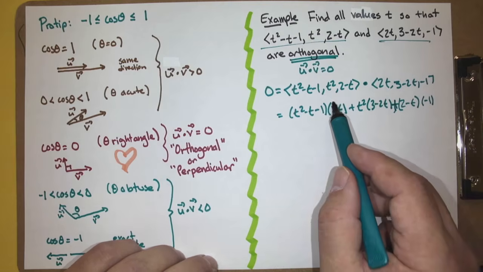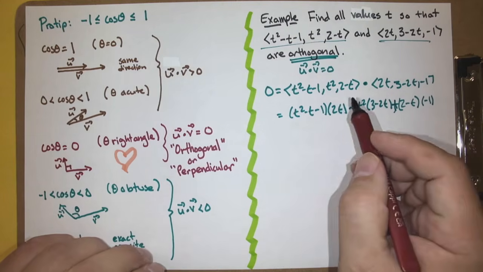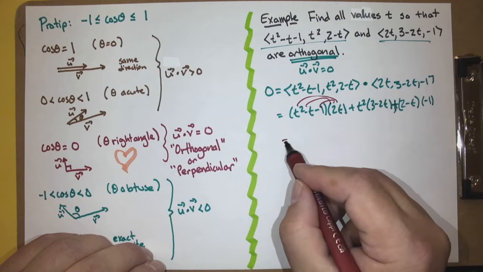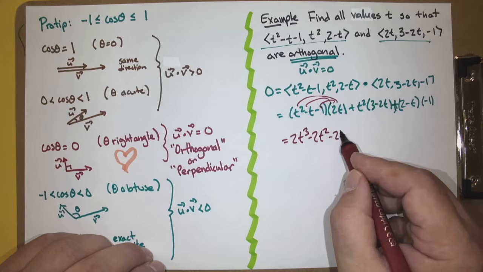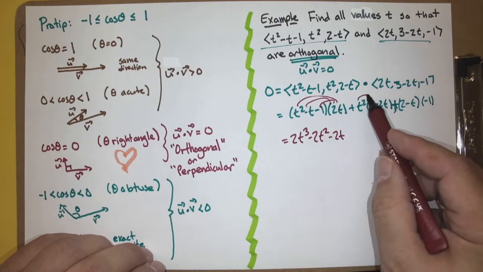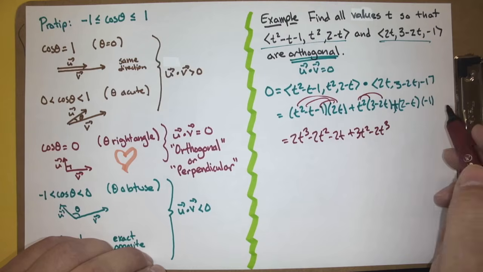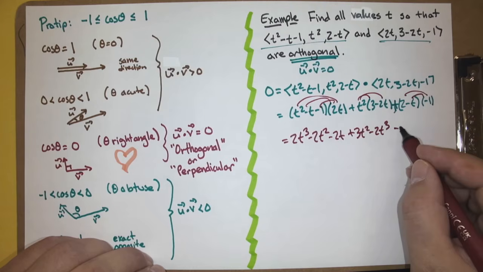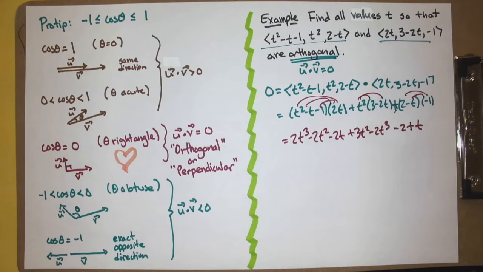Well, we can distribute. We'll take the 2t through. So that becomes 2t cubed minus 2t squared minus 2t. Here we'll take the t squared through, plus 3t squared minus 2t cubed. Here we'll put the minus 1 through, minus 2 plus t. And fingers crossed, good things will happen to us. If we've lived a good, clean algebra life, good things will happen to us.